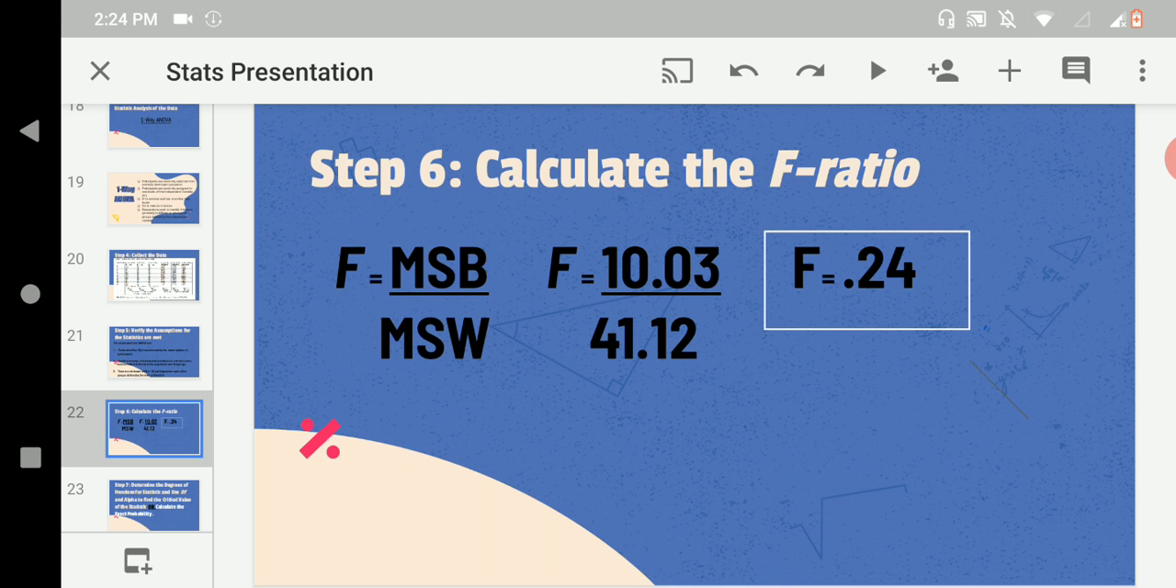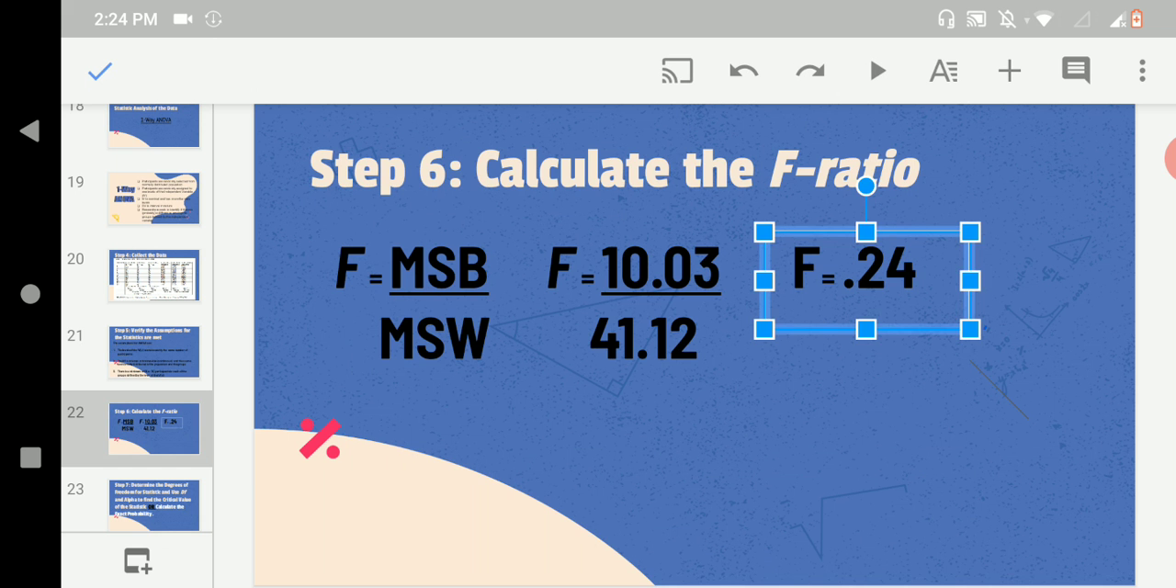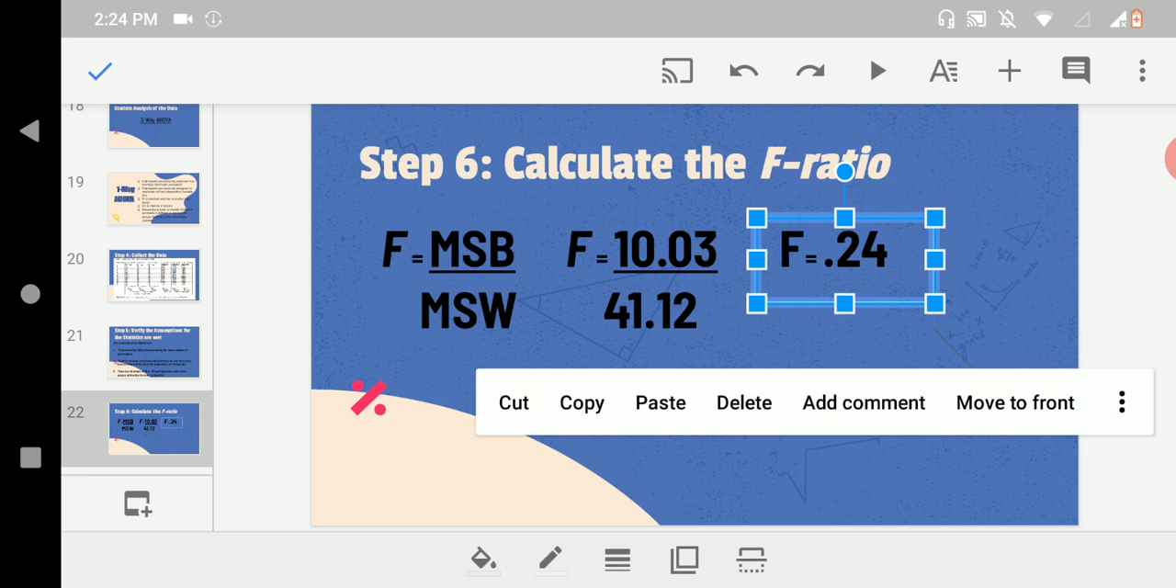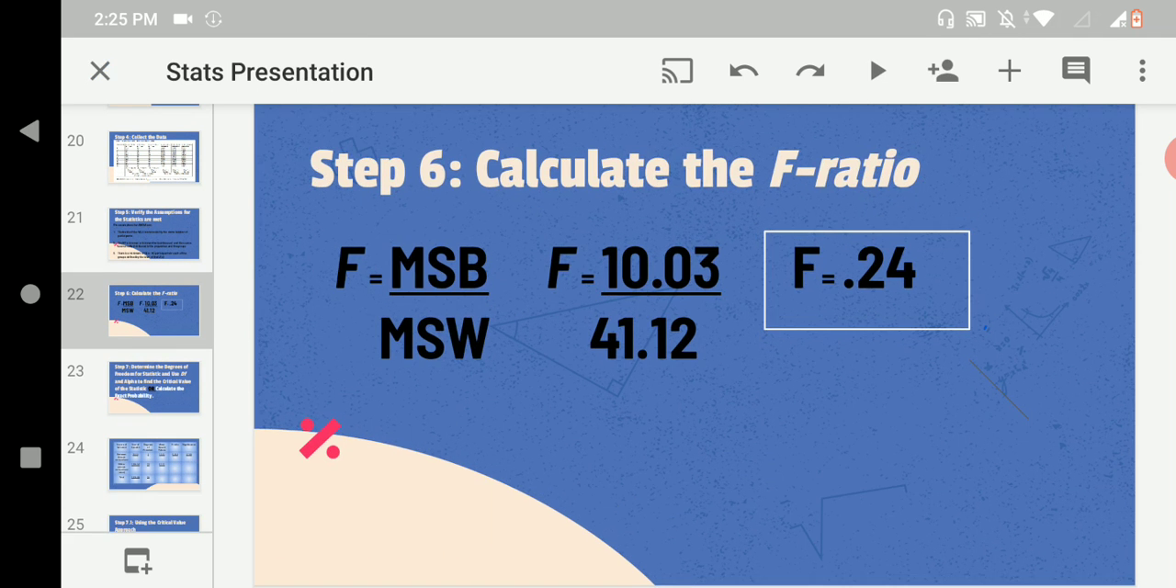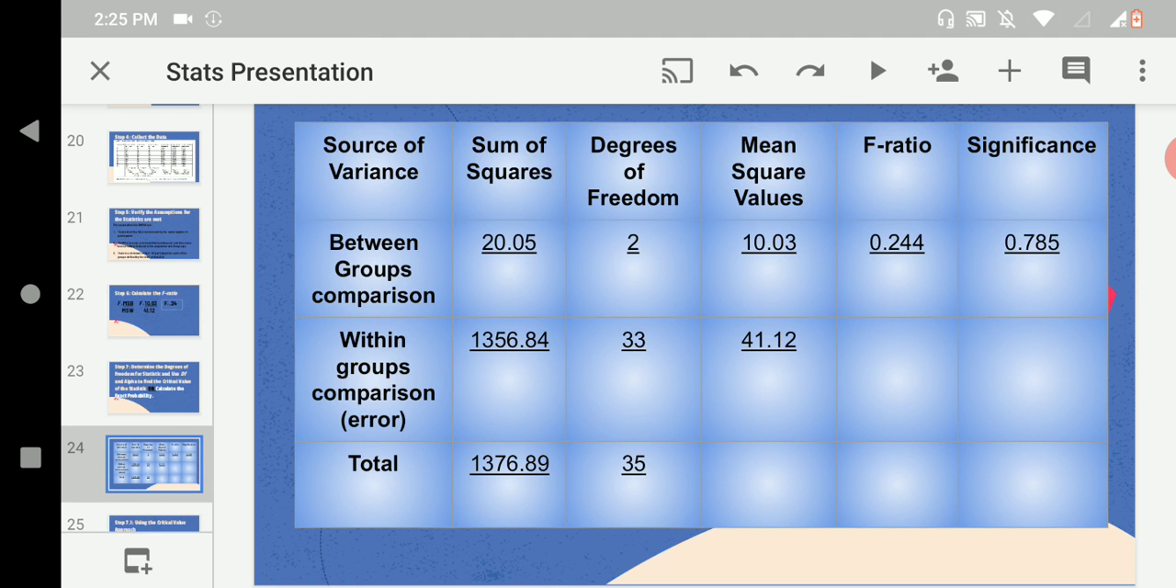So next step, we have to calculate the F ratio. So our F ratio is 0.24. It should be 0.244, sorry. Because if you divide 10.03 over 41.12, you will get 0.2439. So we have to round it off. So you will have 0.244. So you can see here in the table, it's 0.244.